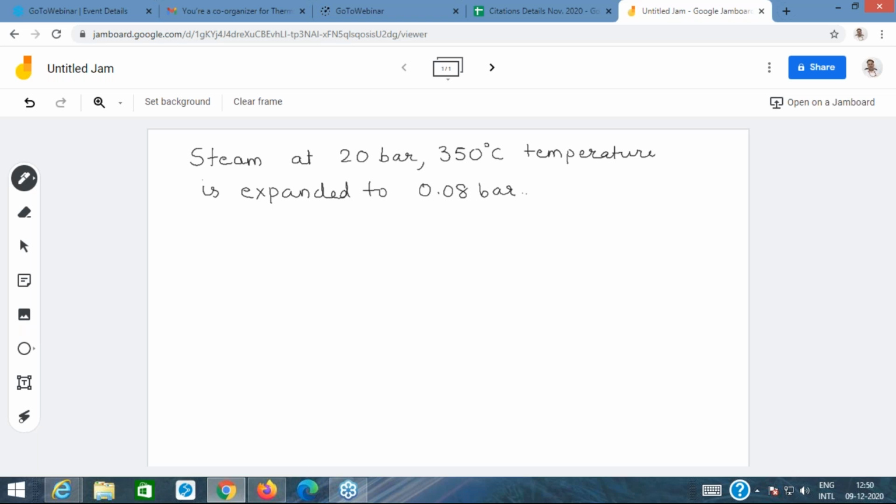What is the saturation temperature of the steam at 20 bar? From the steam tables, you let me know this. You can write down the answer in the questions column. Any answers? What is the saturation temperature?